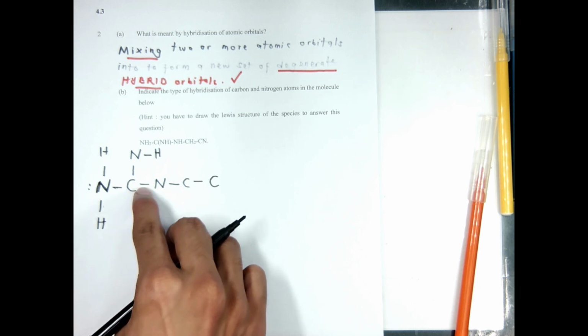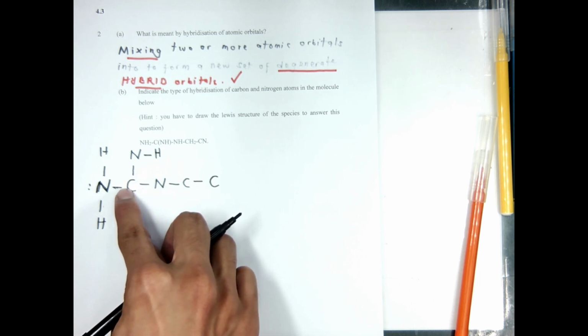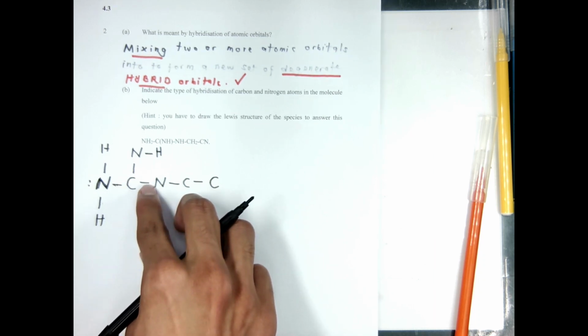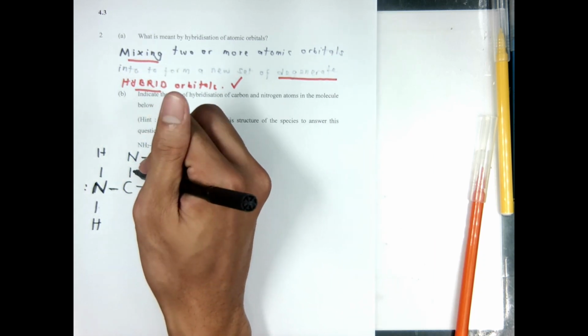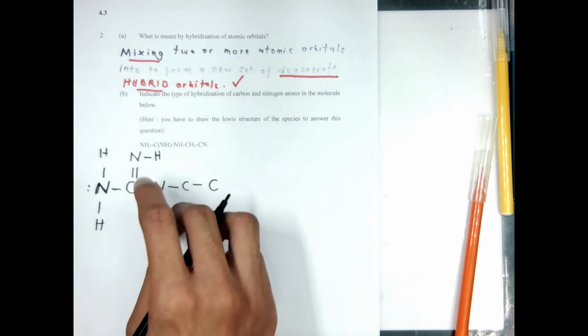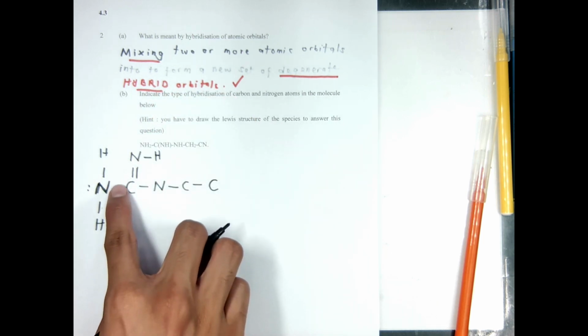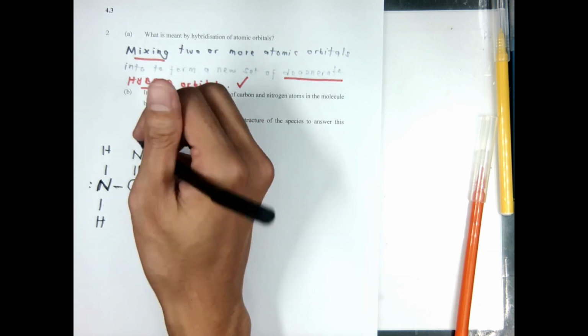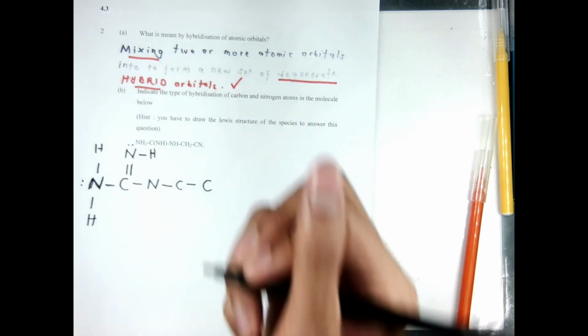Now the carbon only has 1, 2, 3 bonding pairs, which is 6 electrons. So we have to make a double bond in order for it to have 8 electrons surrounding it. And for the nitrogen, we put a double bond.